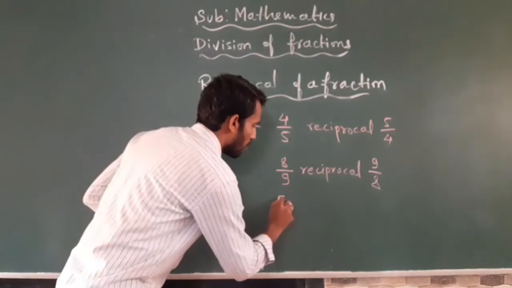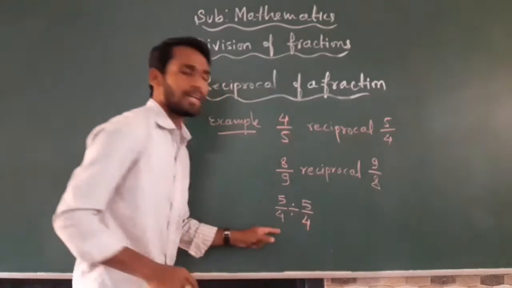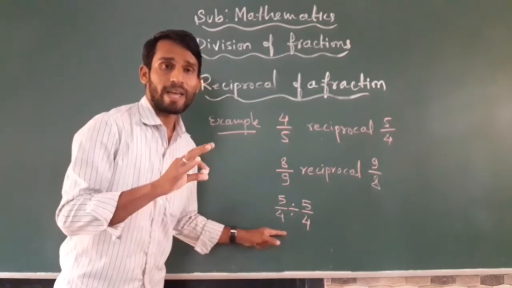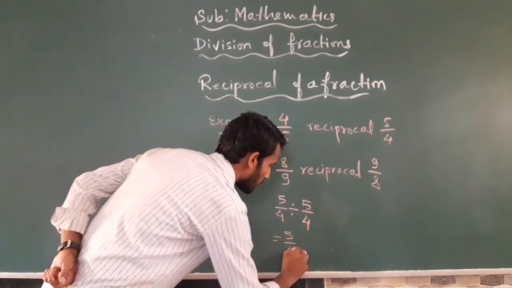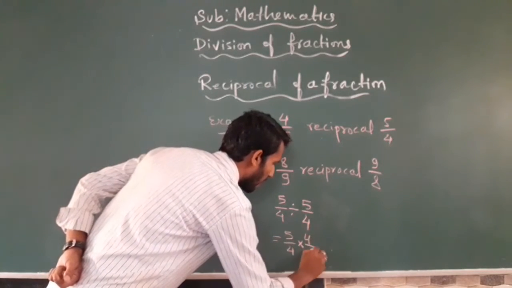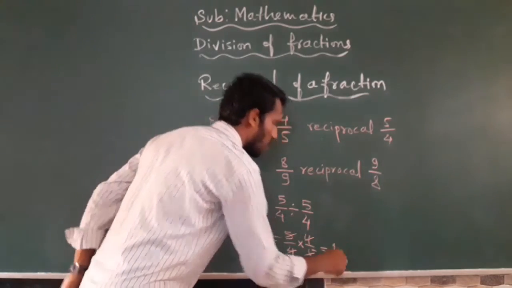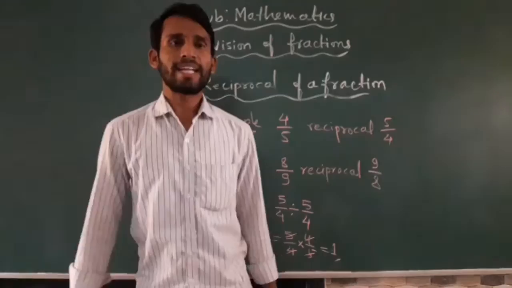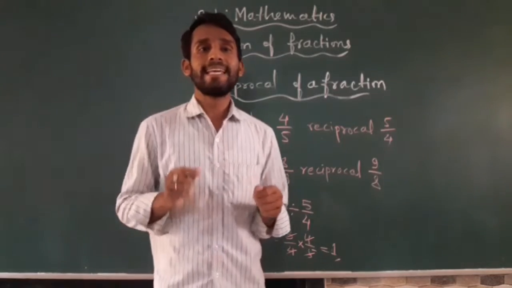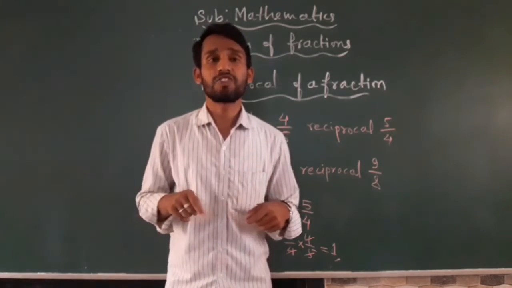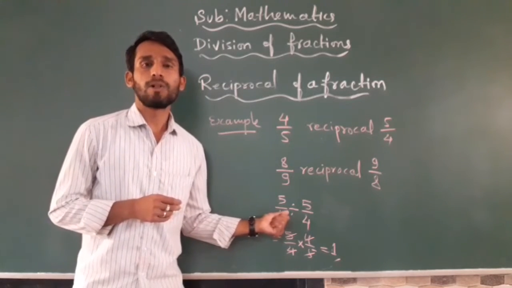If I take 5 by 4 divided by 4, dear student, when we take the reciprocal, it becomes 5 by 4 into 4 by 5. 4 cancels, 5 cancels, and we get only 1. Then we can say that the non-zero numbers whose product with each other is 1 are called reciprocals of each other. So the reciprocal of 5 by 4 is 4 by 5.